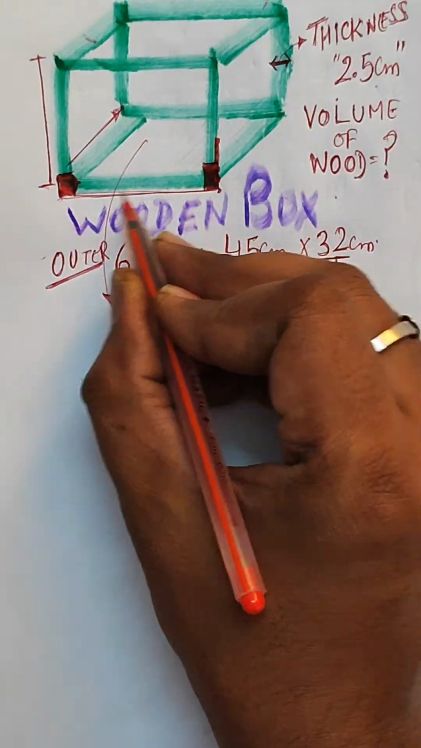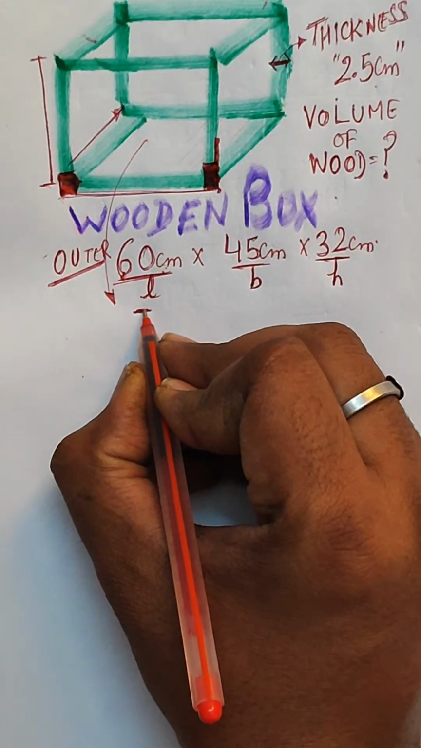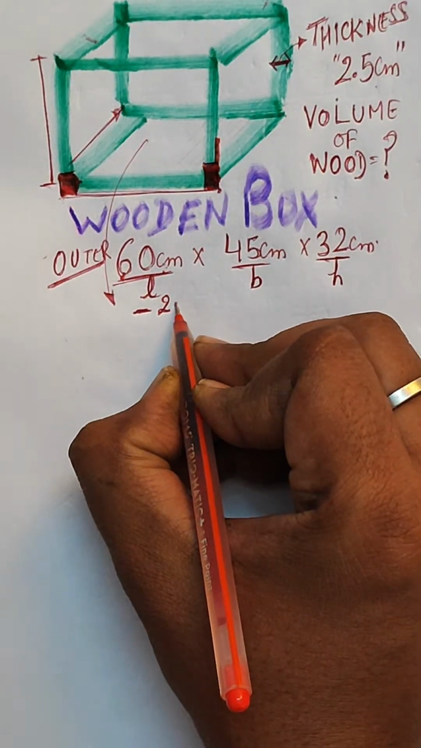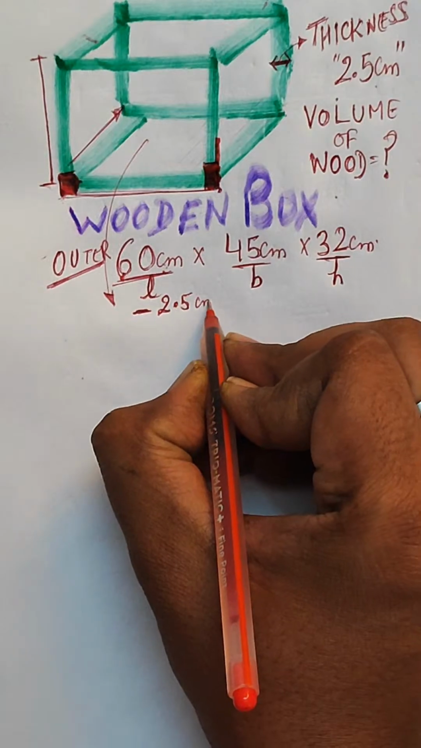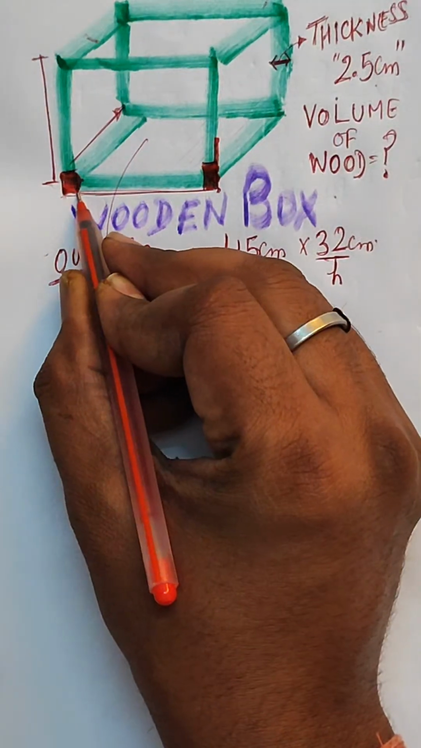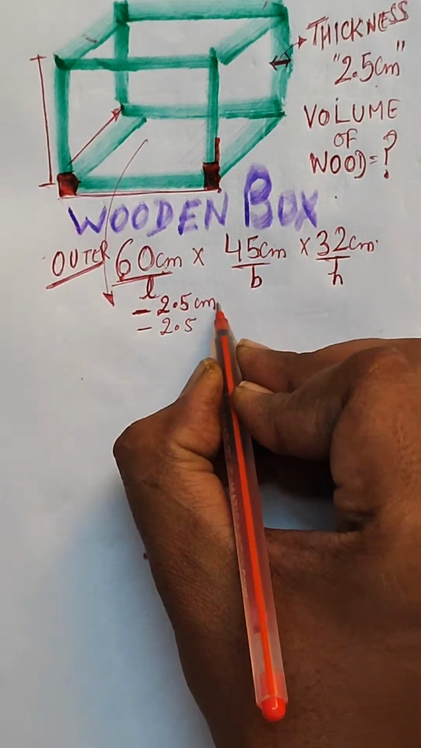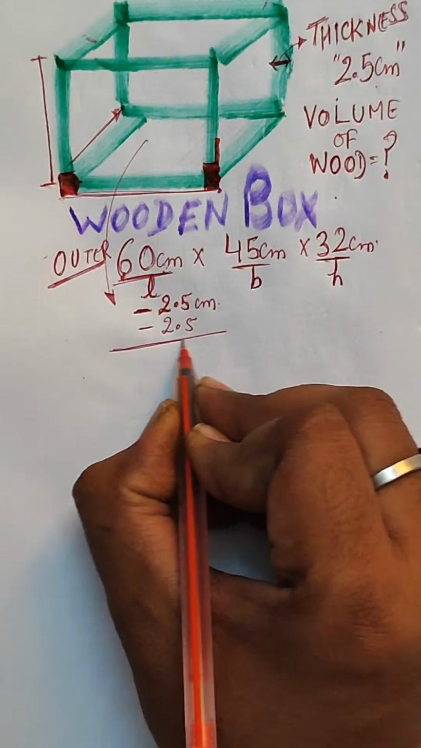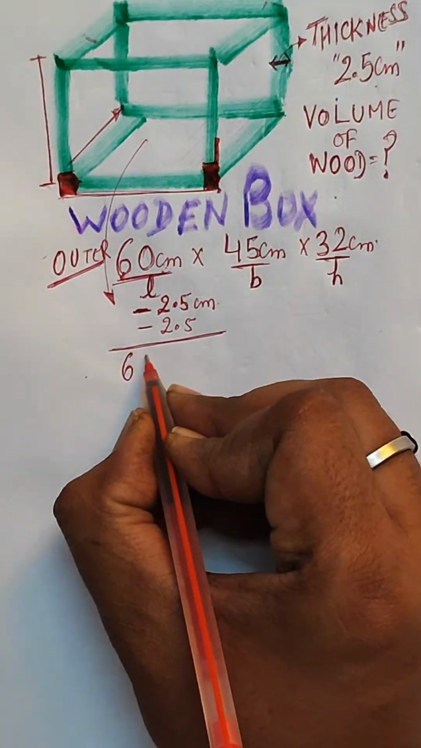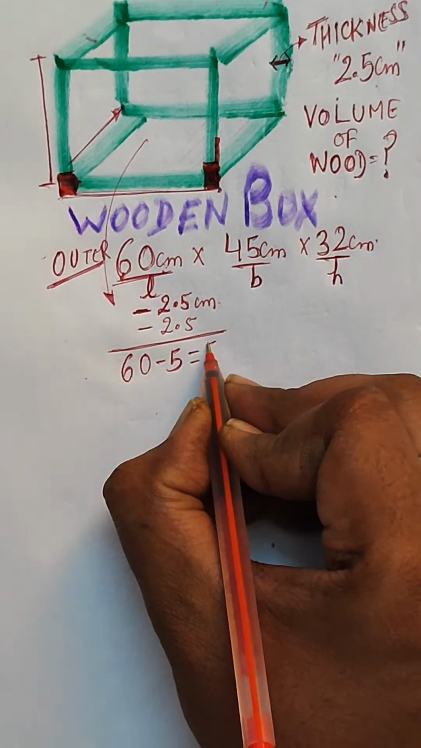So 2 times this thickness will be removed, okay, fine my dear friend. So here, if you reduce the length from 2.5 centimeter, the thickness from one side, similarly this thickness from this side, then 2 times this thickness will be reduced from length, and this will be giving you 60 minus 5, so that will be giving you 55.